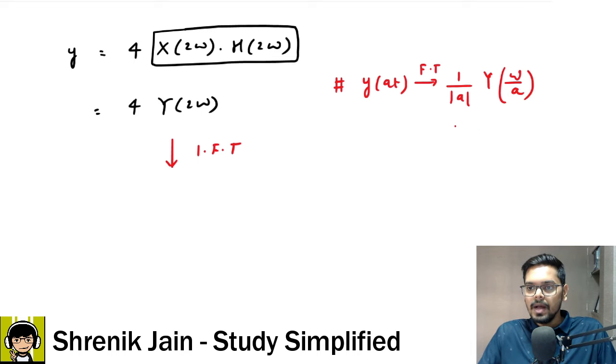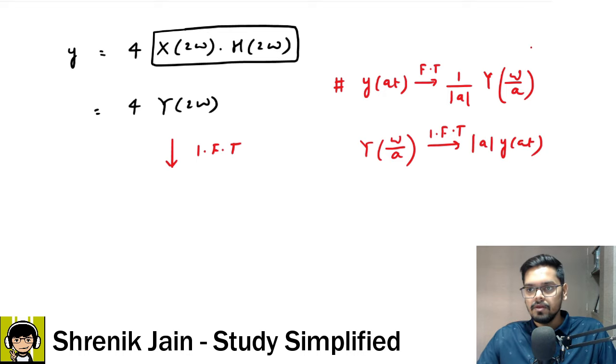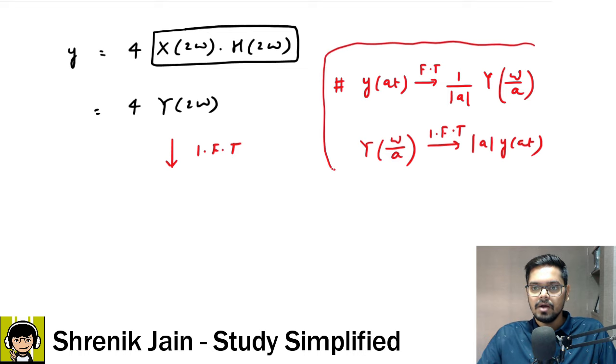So if you have to go backwards, can I say, rearranging this expression, I can say capital Y of omega by a, the inverse Fourier transform is, take this mod a to the left hand side and you will get the answer. So mod a y of a t, this is what the formula looks like. I hope up till now the things are pretty clear what concepts we are using.